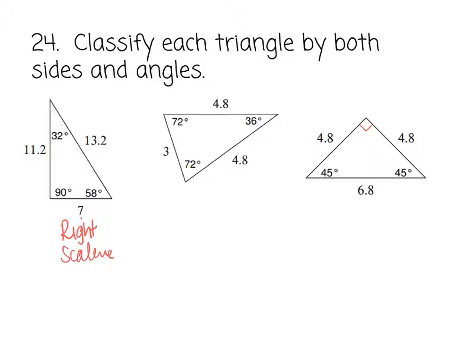The next one, we do have 2 congruent angles here. We have 2 congruent angles, 2 congruent sides. So all of my angles are acute. So I have an acute isosceles. Then for the last one, we have a right angle, so it's going to be a right. And then we have 2 congruent sides, so that's going to be isosceles.